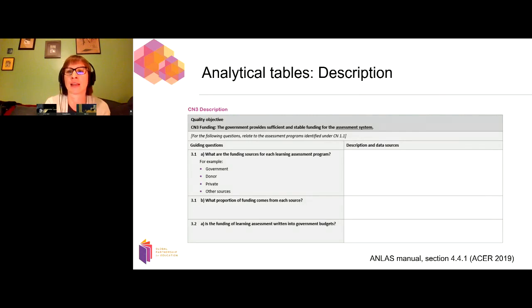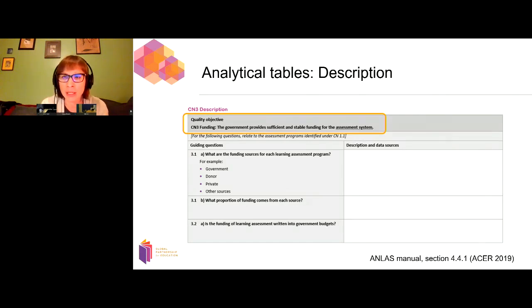Let's have a look at an example analytical table. So each analytical table provides a description table for each key area. This example is taken from the analytical table for dimension 1, the context of the assessment system. Please click Next for the animation.